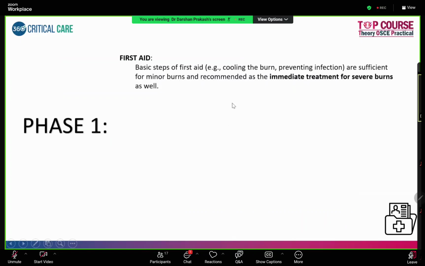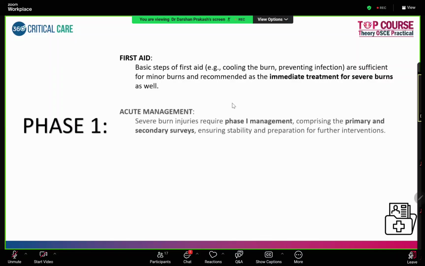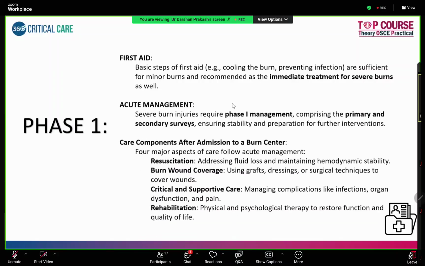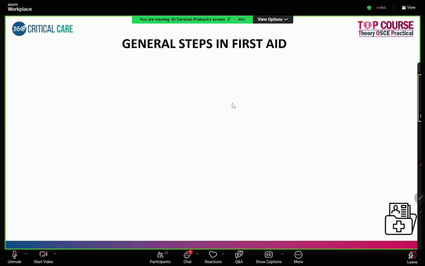So we'll look at what is the type of burn, what is the state of the patient's presentation. The primary survey and the secondary survey will be done, and then immediate care would be given to such patients. What usually happens is the resuscitation, burn wound coverage, and supportive care would be initiated at this particular stage. Usually, rehabilitation would follow in the later stages.